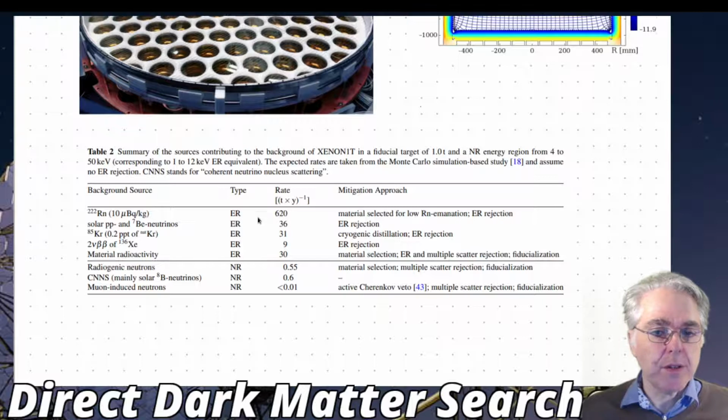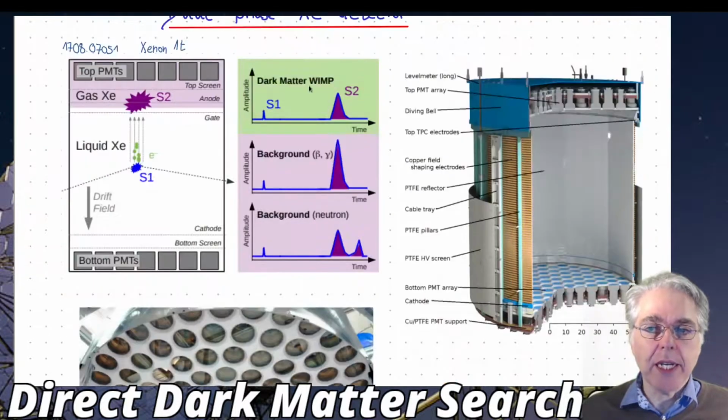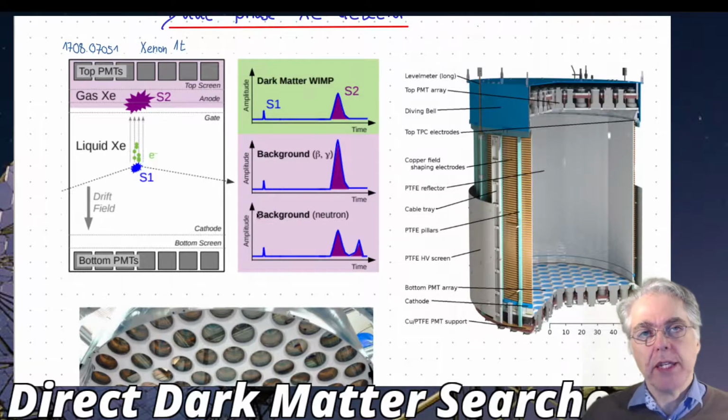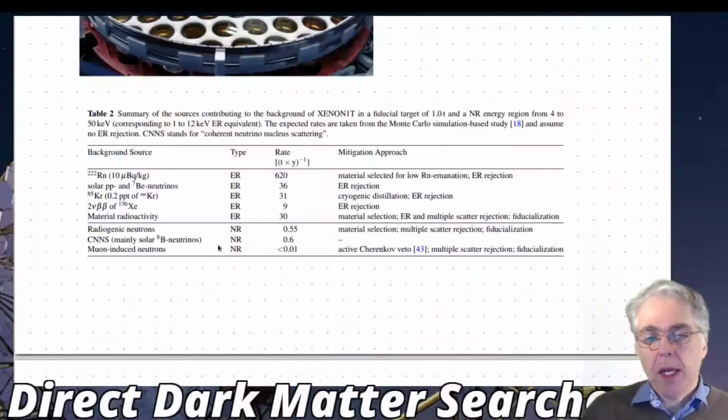So the bulk is really the radon, which is producing electron recoils. But electron recoils can be distinguished because electron recoils will lead to a stronger S2 in relation to the S1 event. The nuclear recoil type background is really tiny.